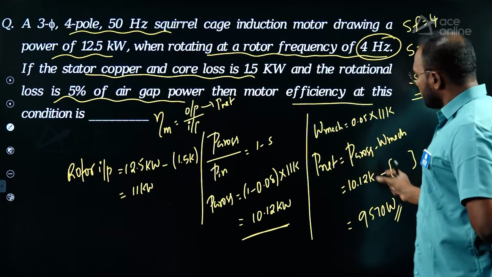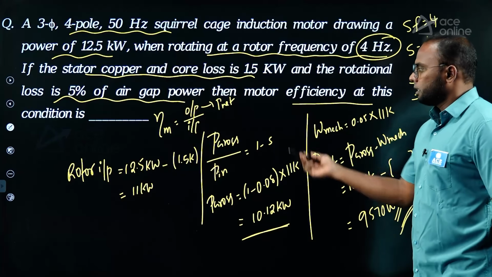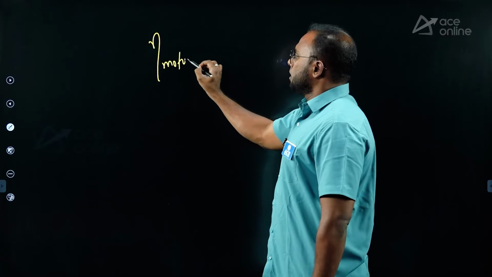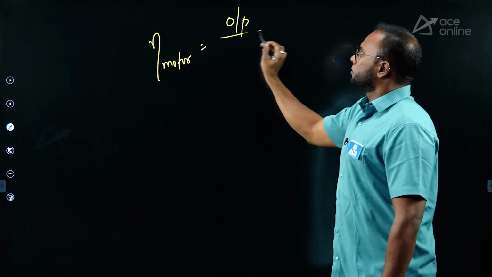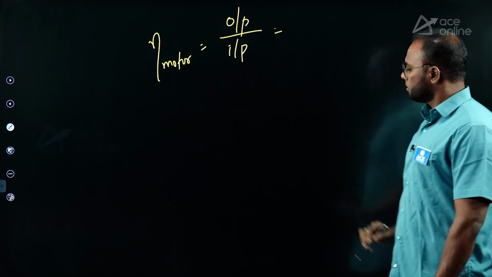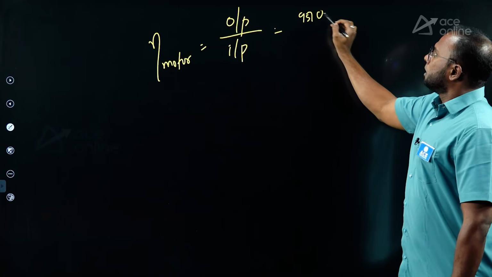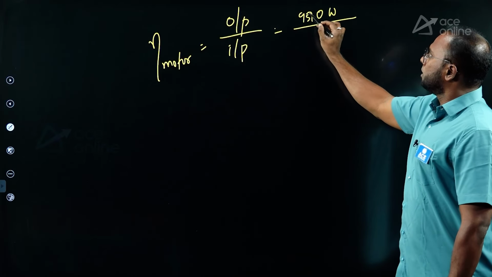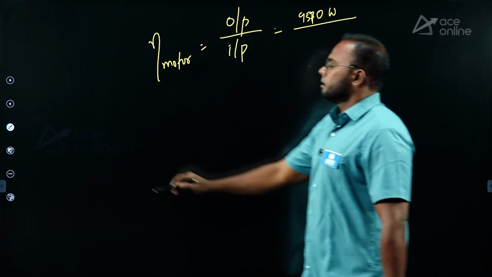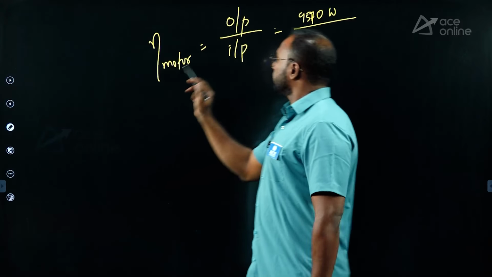But we need motor efficiency, no? Therefore, the motor efficiency now you can find, the motor efficiency is equal to the output power to the input power. What is the output we got? 9570 watt. 9570 watt divided by 12.5 kilowatt.